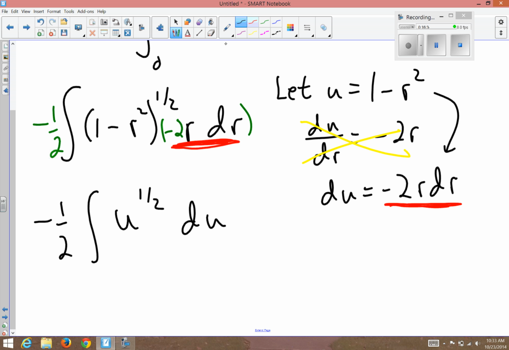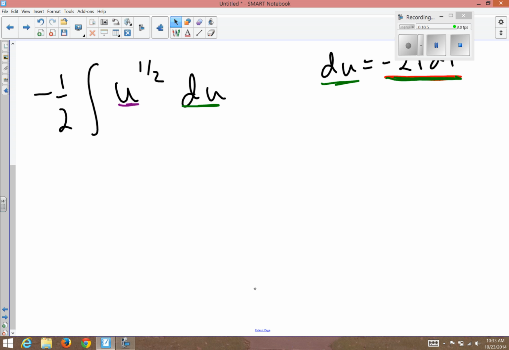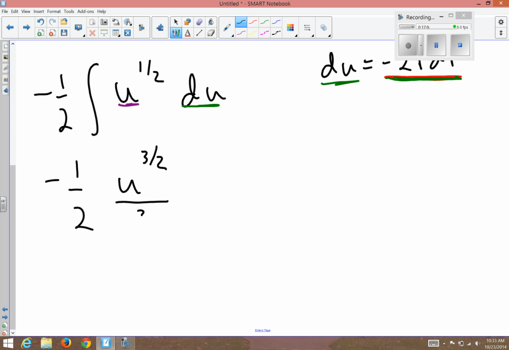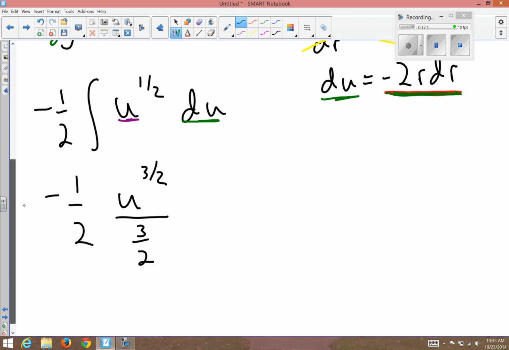Because the stuff in the parentheses right here is u, the exponent is 1/2, and the stuff in the green parentheses is du. And once again, we have the first formula on the sheet of formulas, because the negative 1/2 comes down. The integral of u to a number du is u to this number plus 1 over 3/2. And there's no plus c in this problem because it is a definite integral, 0 to 1.